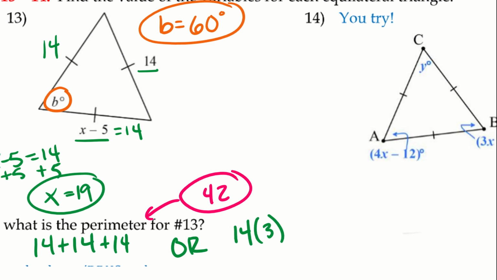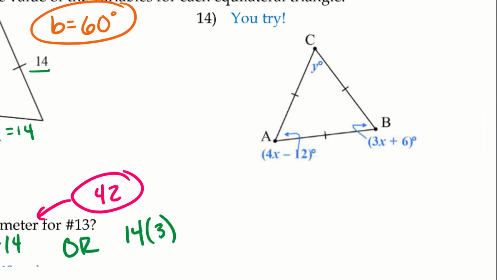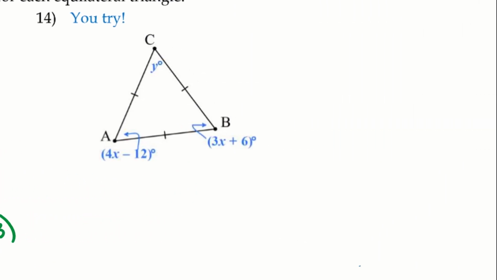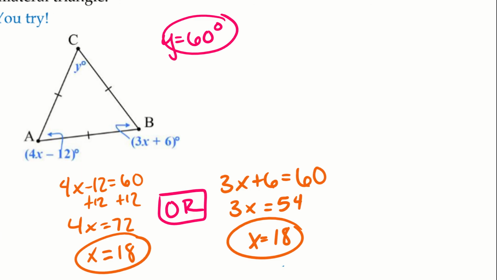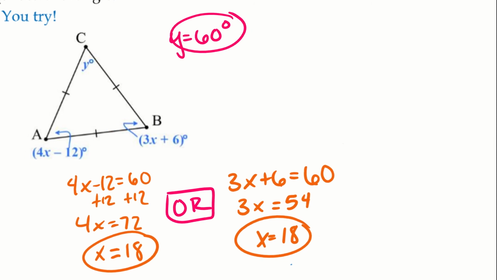Alright, so you go ahead and try that out with number 14. I'll give you a couple seconds to look at it. Alright, so y equals 60. We got that. The x, there's a couple different things you could do. There's actually one other way. I just didn't include it because we're kind of focusing on just taking the angles and setting them equal to 60. I will talk about that other way, but here are the two ways that we had most likely done.